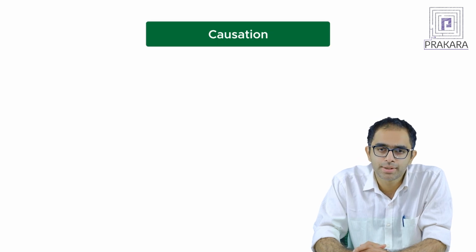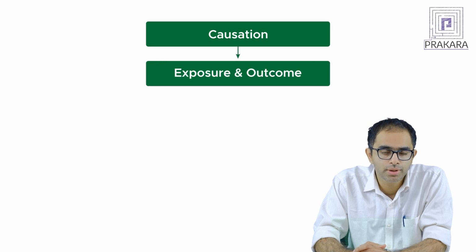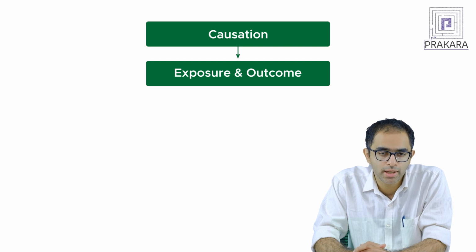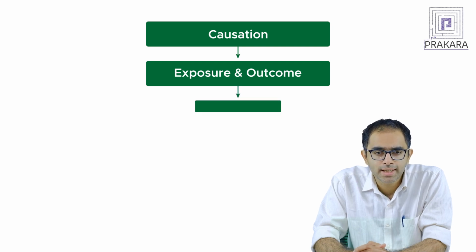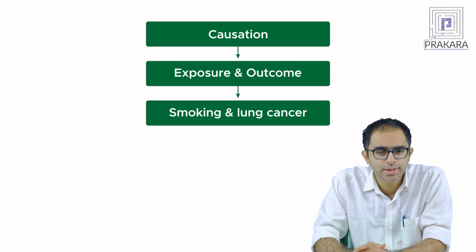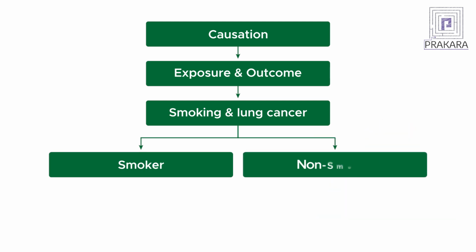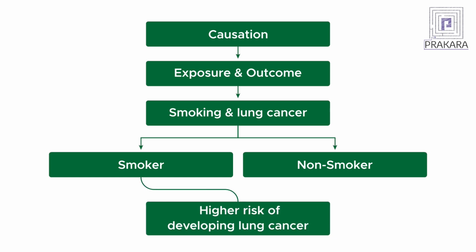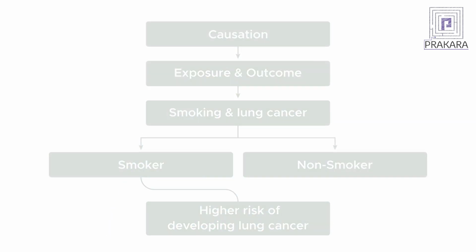Causation implies a direct cause and effect relationship between an exposure and an outcome, where the exposure directly influences the occurrence of the outcome. For example, in the case of smoking and lung cancer, if researchers conduct a randomized controlled trial where they assign individuals to either smoke or not smoke over a long period and find that smokers have a significantly higher risk of developing lung cancer, this provides strong evidence of causation.